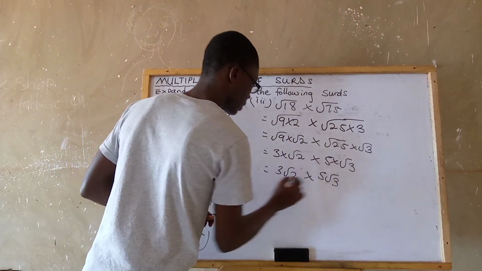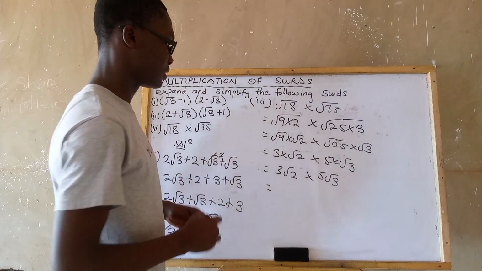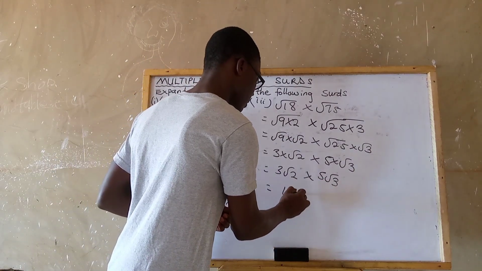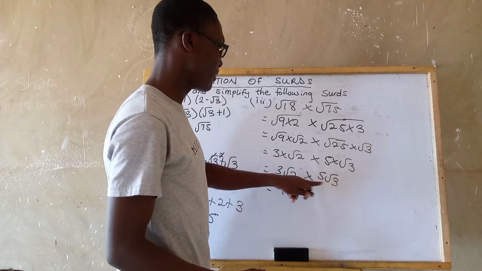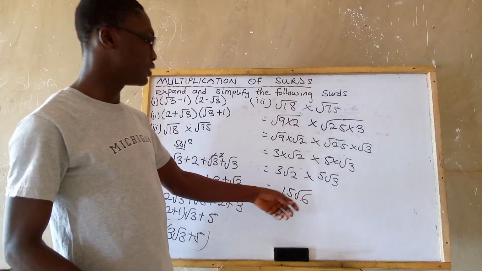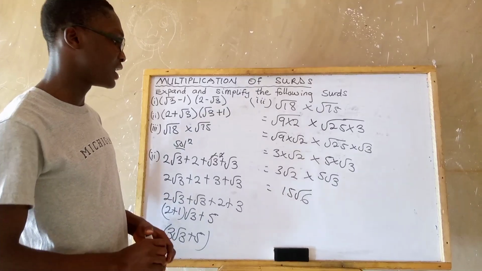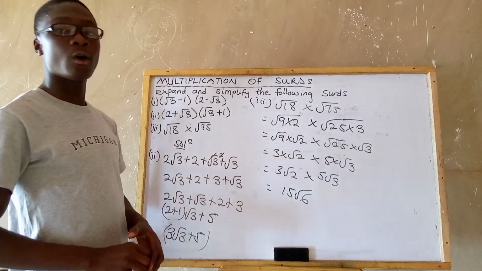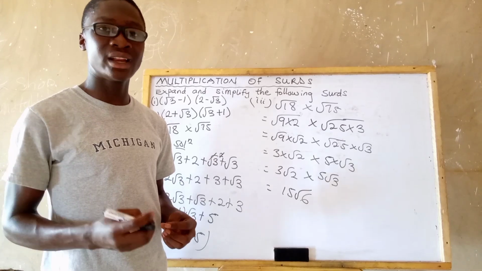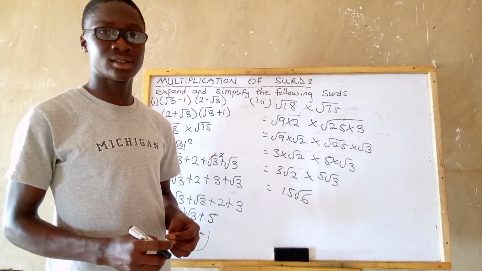5 root 3. Now let's multiply this. So 3 times 5 gives 15, and then 2 times 3 gives 6. So now we have 15 root 6 as our final answer for the third question. So this is simply how to solve questions regarding multiplication of surds.